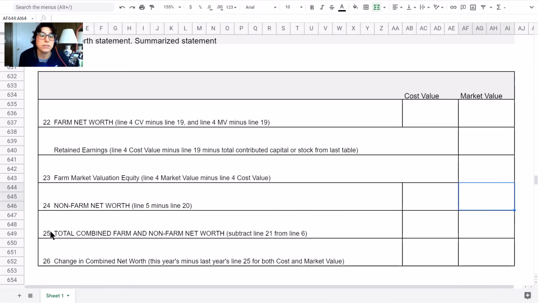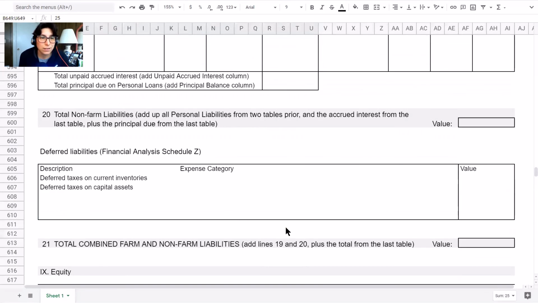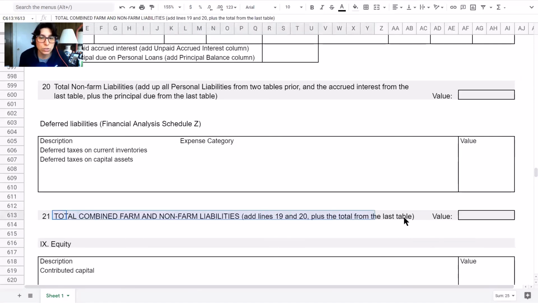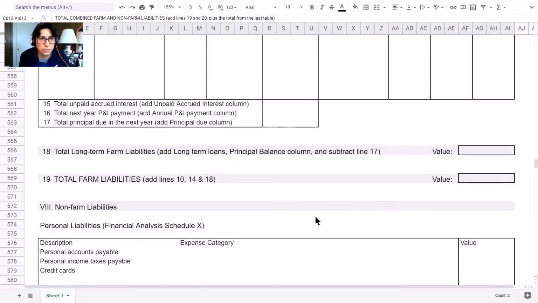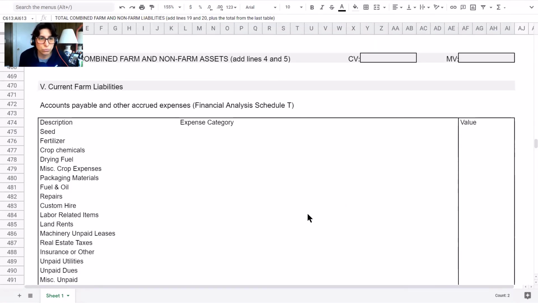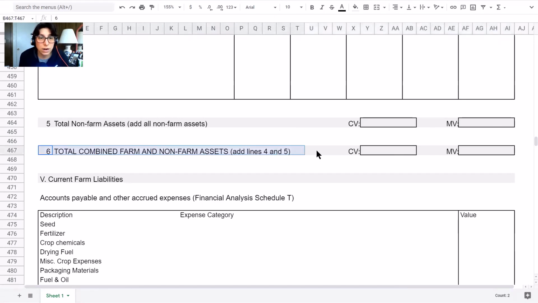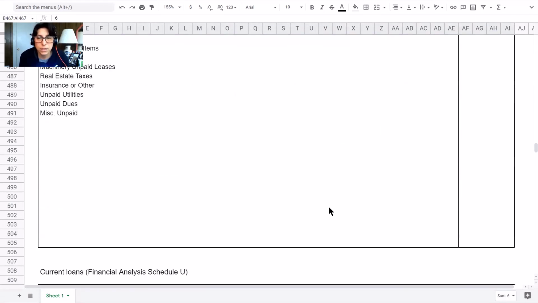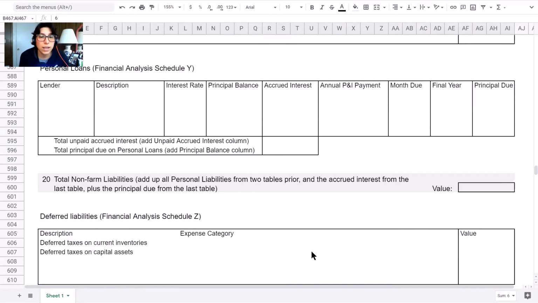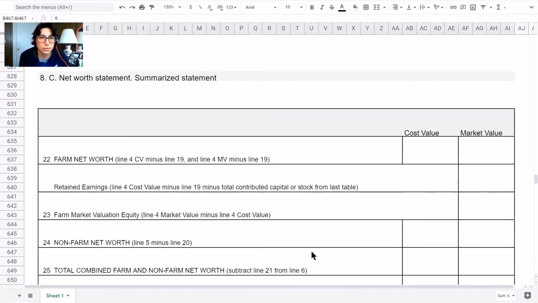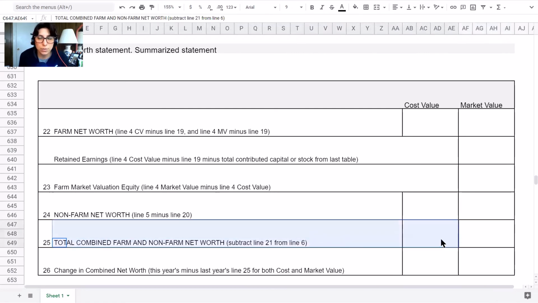Okay, and then you combine farm and non-farm net worth, subtracting line 21, your total combined farm and non-farm liabilities, from line 6. What was that? Total combined farm and non-farm assets. So assets minus liabilities, again, is net worth. And we put that here for cost and market value.